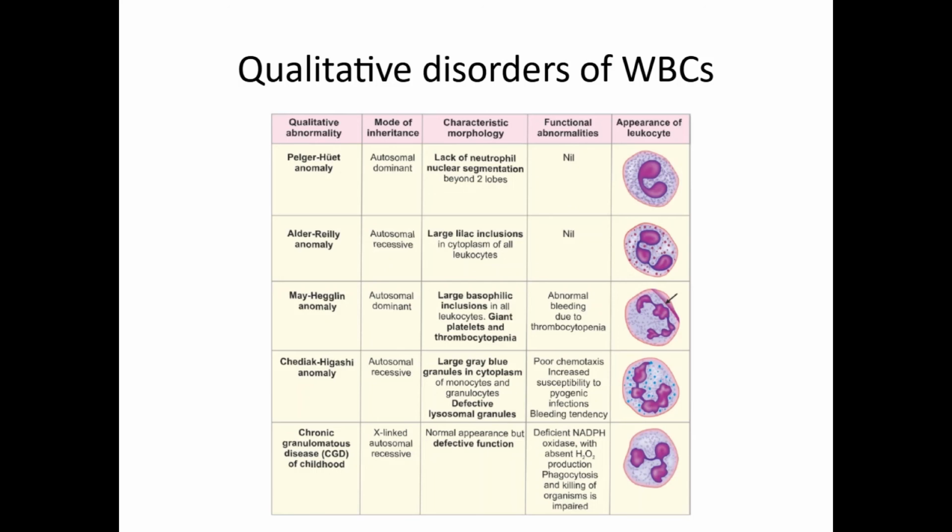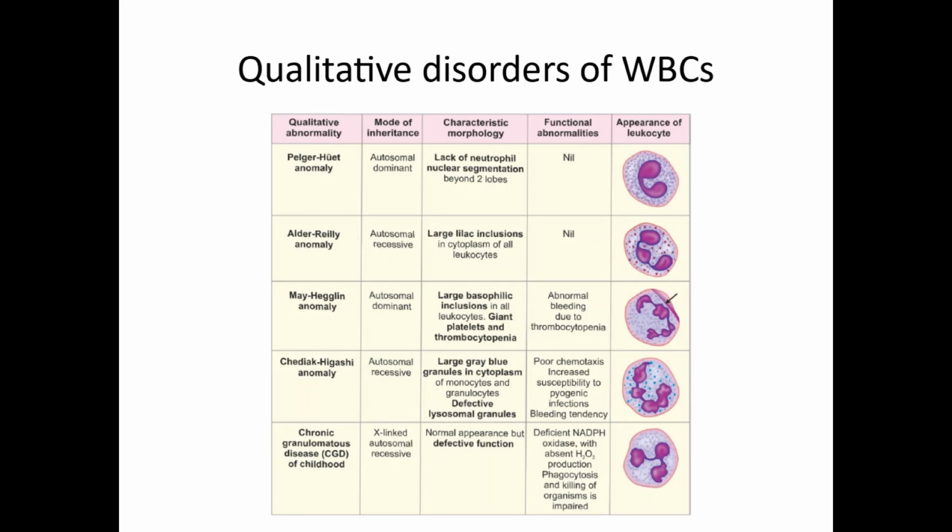The second one is Alder-Reilly anomaly. Here there will be large lilac inclusions in the cytoplasm of all WBCs. In the image you can see large lilac inclusions in a neutrophil. Third one is May-Hegglin anomaly, in which you'll be able to see basophilic inclusions in WBCs. Giant platelets and thrombocytopenia can be there here, and because of thrombocytopenia, that is reduced platelet count, there can be bleeding tendency.